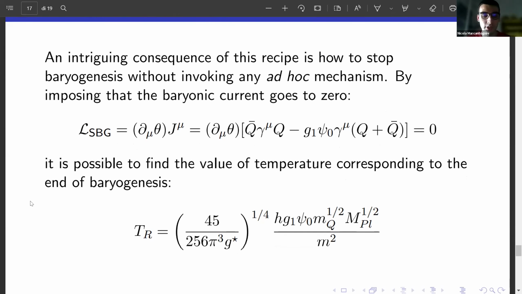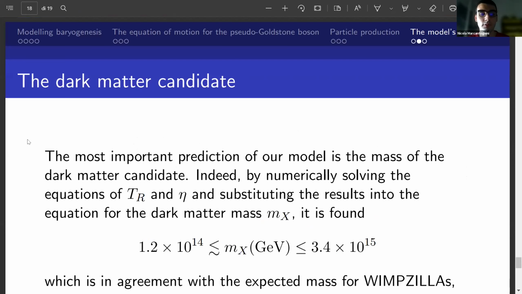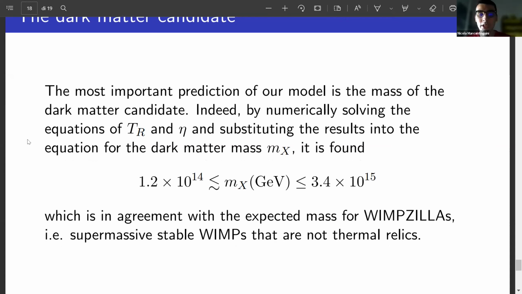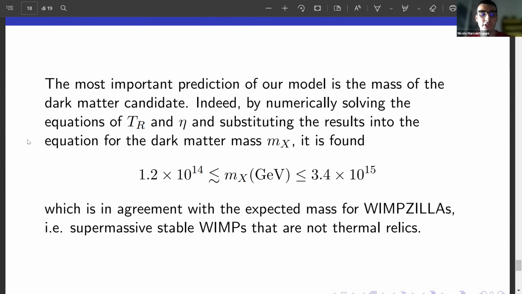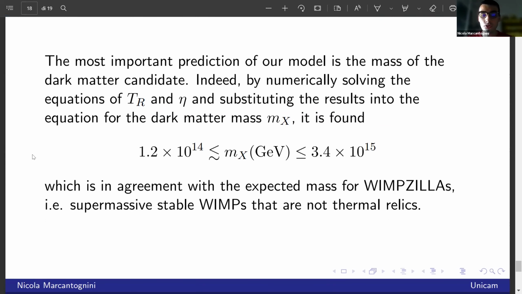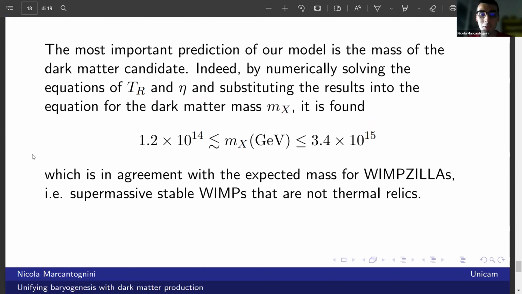And lastly, our most important prediction, the dark matter candidate, or better, the mass of the dark matter candidate. By numerically solving the equations for T_R, that is the temperature for the end of baryogenesis, and theta, and substituting them into the equation for the dark matter mass and X, we found the constraint for it, which is in agreement with the expected mass for WIMPZILLAs. WIMPZILLAs are supermassive stable WIMPs that are not thermal relics.